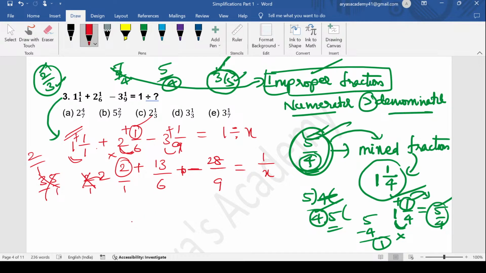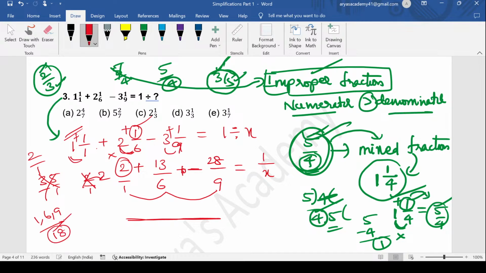Now what we have to do is take the LCM. LCM of what? LCM of the denominators in the given fractions. If you take the LCM of 1, 6 and 9, I hope you know the concept of LCM. If you don't know, then we will have it as a separate chapter, and I will discuss it over there.